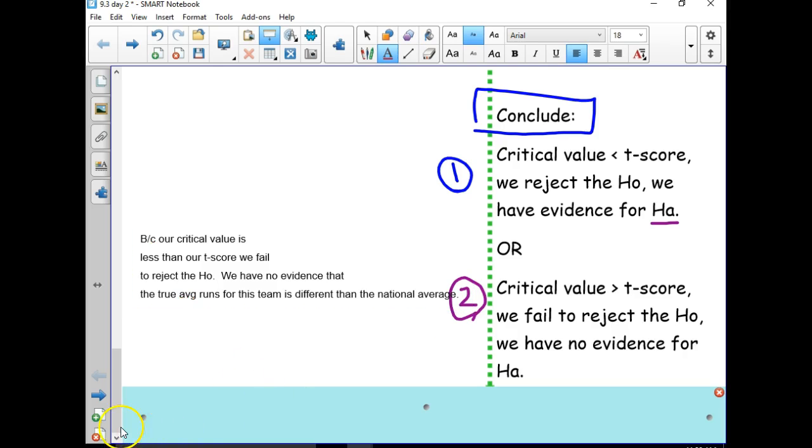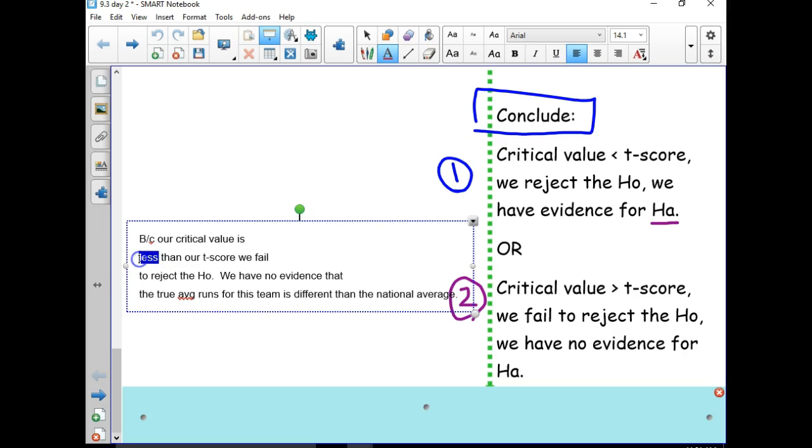It is a packet. All right, you guys, really quick. One of our faithful students here noticed I wrote it wrong. Our critical value is greater than. Yeah, thank you. We fail to reject the null hypothesis. I did that part right, at least. We have no evidence that the true average runs for this team is different than the national average. All right, and we're done.